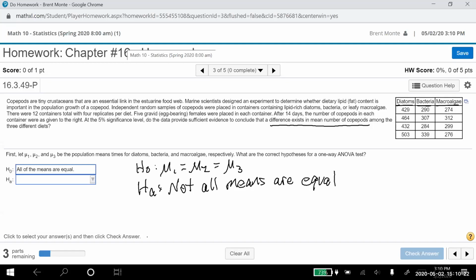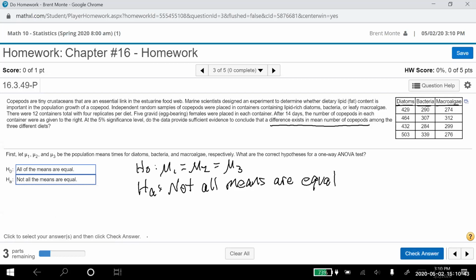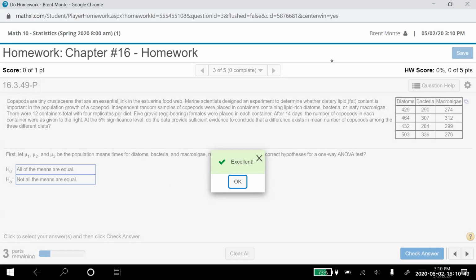And the alternative, none of the means are equal. That's if we had a not equal between all of them. At least 2 of the means are equal. No, because that could mean 3 of them are equal. That's the same thing as the null hypothesis, possibly. All of the means are equal. No, that's the null hypothesis. Not all the means are equal. There it is. All right, so we'll check that answer. We're good to go there. Let me clear the drawings so you can see, hey, excellent.